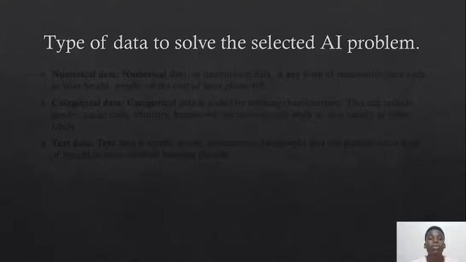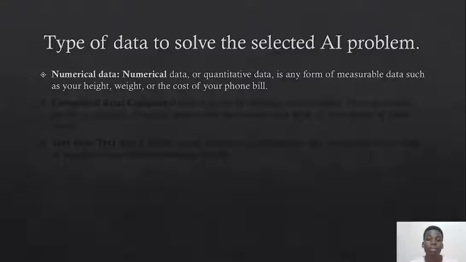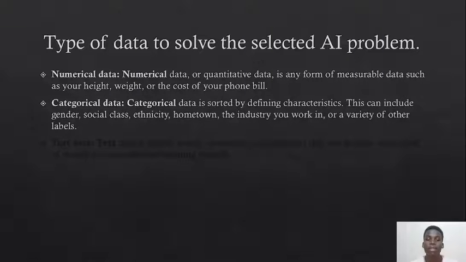In my next slides, I'm going to be taking you through the types of data used to solve the selected AI problem. Our first type is numerical data. Numerical data, or you can call it quantitative data, is any form of measurable data, for example, one in digits like 1, 2, 3, and more. Then another category is categorical data. Categorical data is defining characteristics, for example, gender, that is the sex, hometown of someone, and so many others.